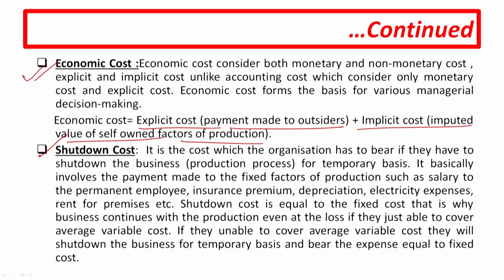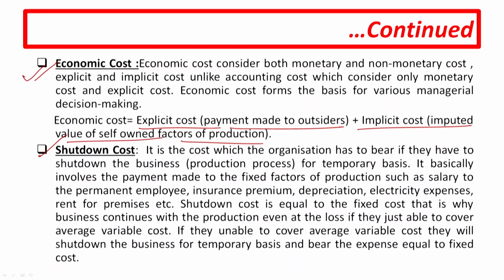So, we can say that there are two types of cost in the short run, fixed cost and variable cost. Fixed cost remains constant, variable cost varies with the level of output. So, if you are stopping the business, that means there is no variable cost. So, which cost is left? Fixed cost. That means if you are closing your business for a temporary purpose, you have to bear expenses equal to the fixed cost.